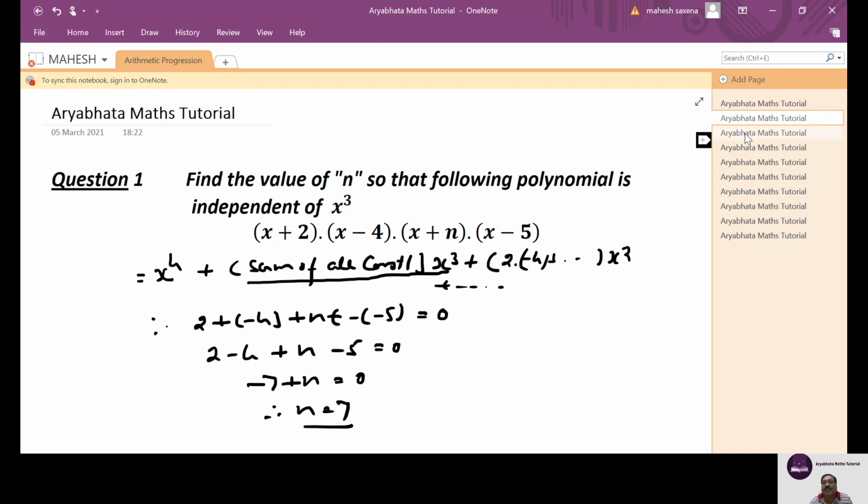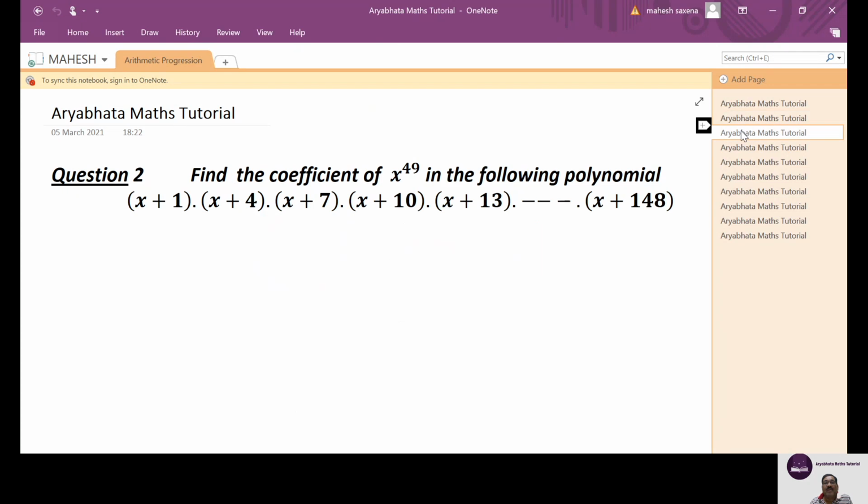Now we come to the second question. The second question was, find the coefficient of x to the power 49 in the following polynomial. First we see what the constants are here. Here the constants are 1, 4, 7, 10, 13, and the last term is 148. If you see carefully, these constants are in arithmetic progression.